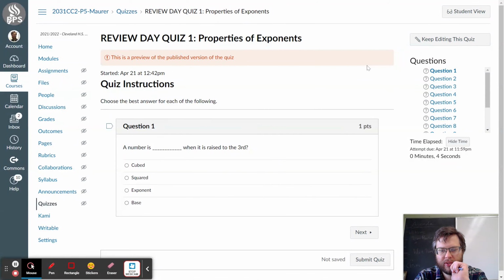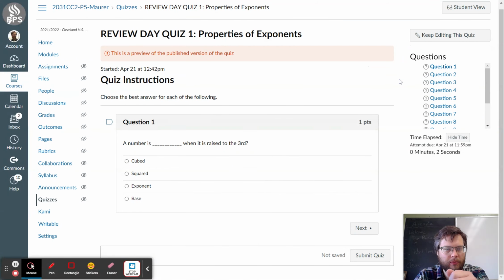All right, everybody. So I'm going to go through the review day quiz here. This is quiz number 1, all about properties of exponents. The first couple questions are just kind of things that you should know. A number is blank when it's raised to the third, just kind of vocab that we use a lot.